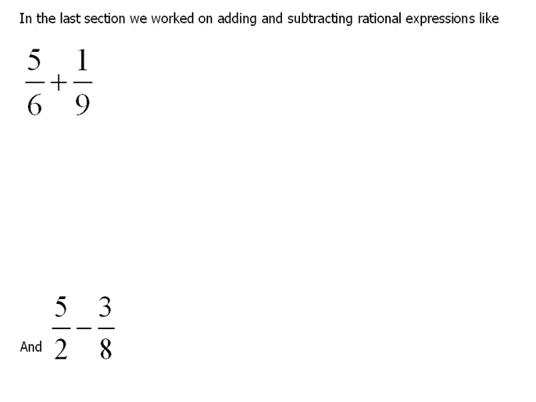Alright, in the last section we worked on adding and subtracting rational expressions, so let's do a quick review of that before we go on any further. So let's look at 5/6 plus 1/9. In order for us to add these fractions together, we need a common denominator. So between 6 and 9, our common denominator would be 18. That'd be the smallest thing that both 6 and 9 will go into.